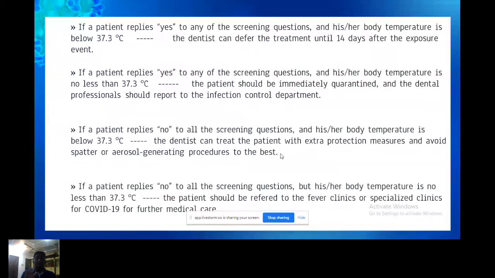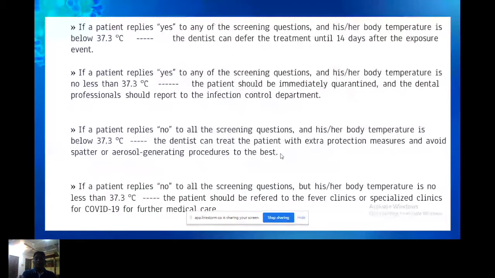If the patient replies yes to your questionnaire and there is an increase in body temperature from 37.3 degrees Celsius, the patient should be immediately quarantined. You call the infection control department and immediately report that such and such patient has come who has a history of exposure and whose body temperature is raised. If the patient replies no to all your questions and the body temperature is below 37.3 degrees Celsius, we can treat the patient with extra precautions.